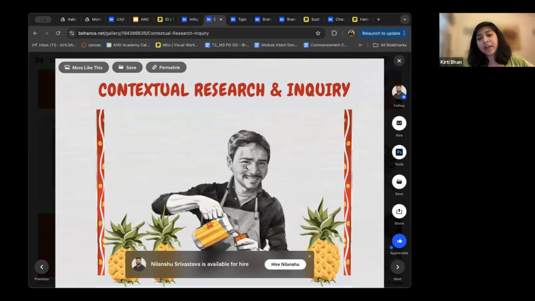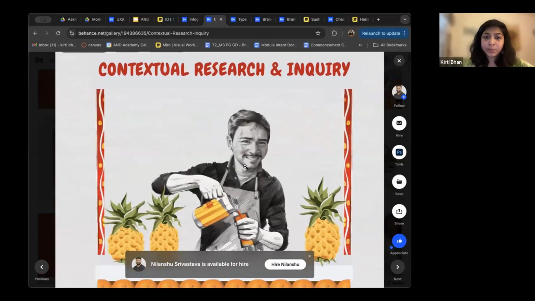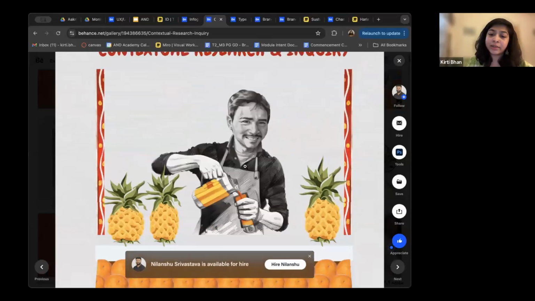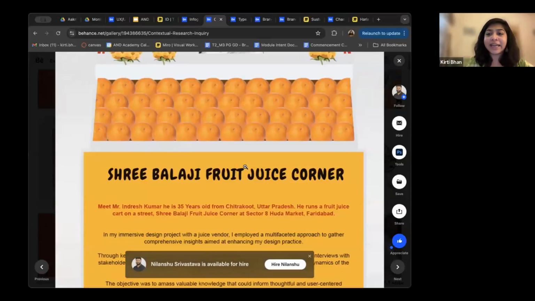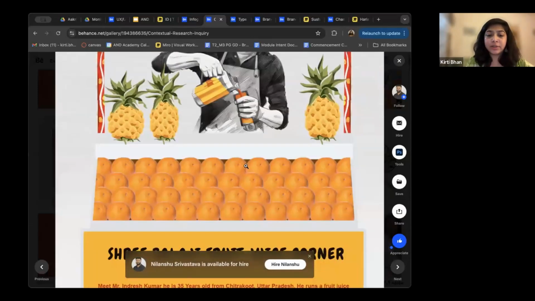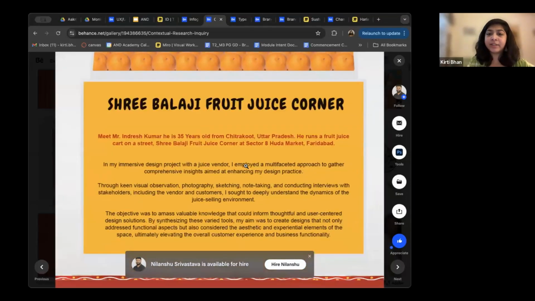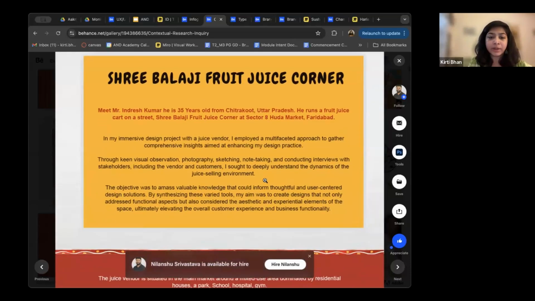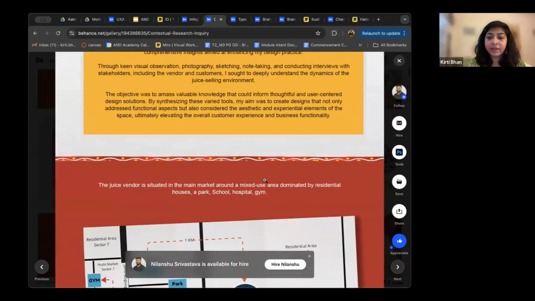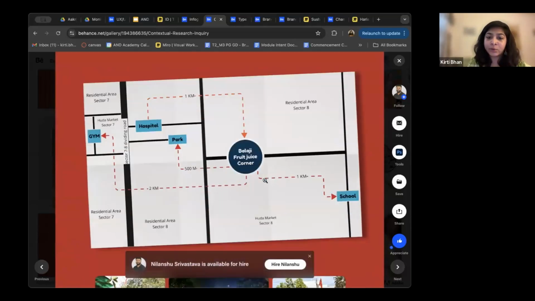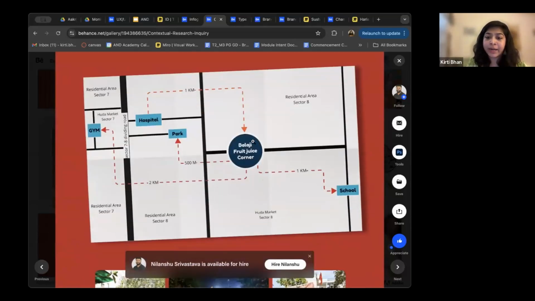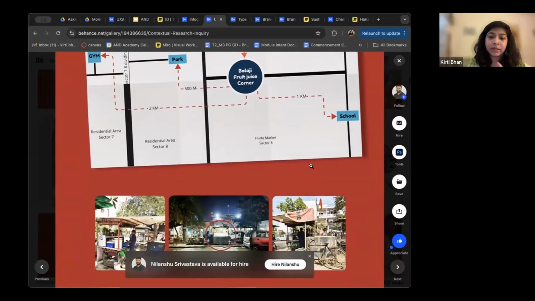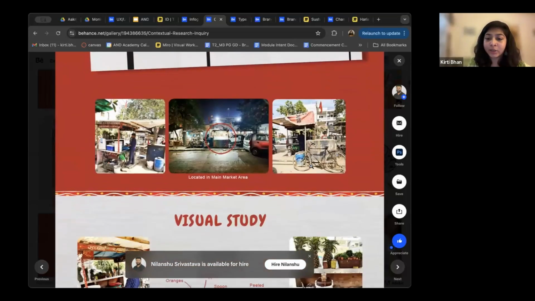So I'll take you through the whole process. This is about a juice vendor, and everything is created from scratch. The name of the vendor is Indresh Kumar, who is 35 years old, talking about him briefly. Then also sharing where it is located, the Balaji Fruit Juice Corner. The map is here, and you can see how this area looks.